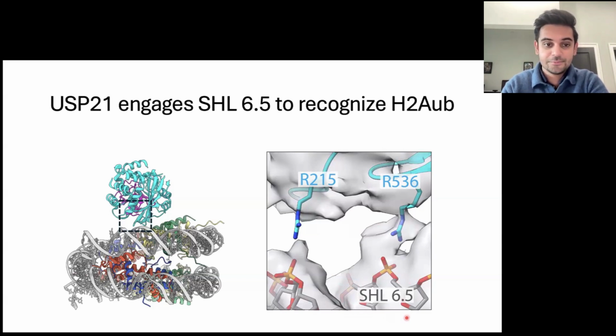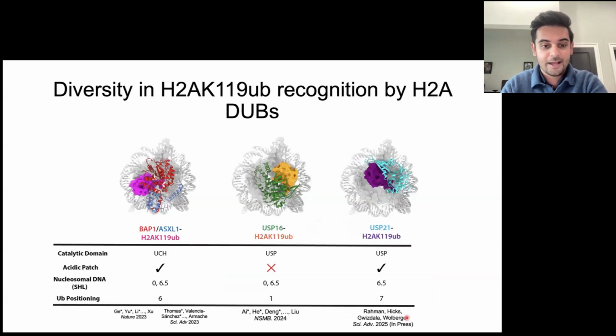I would say that these results can be best appreciated in the context of work done in the last 2 years, from fantastic works from Mingming Xu, KJR Mosh, and Lei Lu's labs, who have solved the structures of the PR-DUB complex and USP16 bound to an H2AK119 ubiquitinated nucleosome. I'm showing you here a side-by-side comparison of our structure and their structures, showing how all three of these DUBs engage H2AK119 ubiquitin.